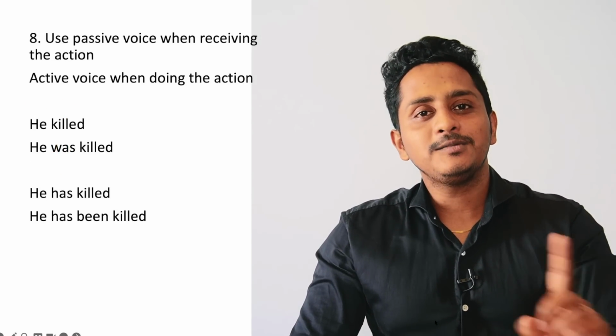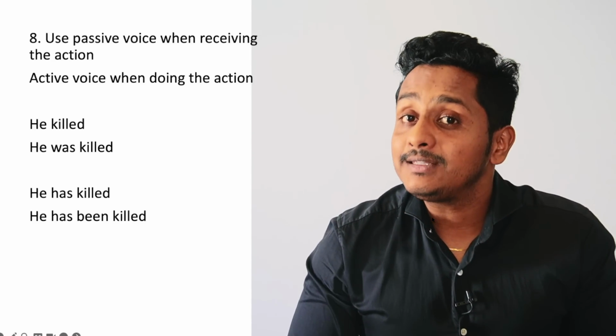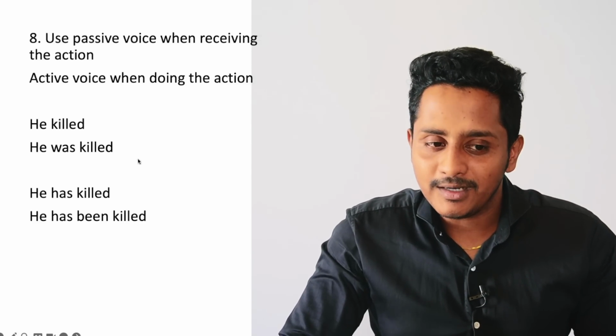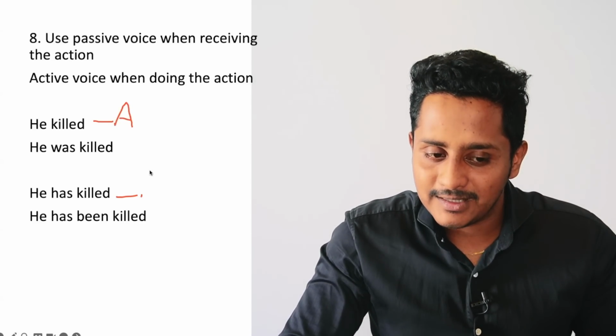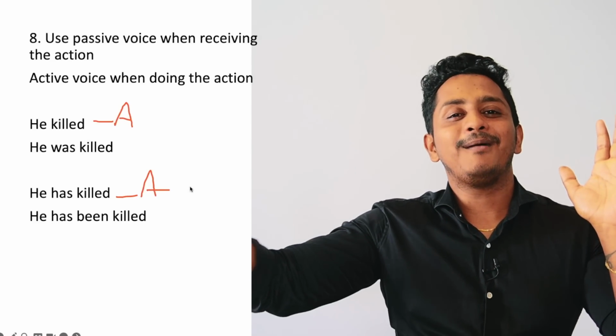Remember this, active voice means he killed, means he is holding a gun and killing someone. He has killed, means he is holding a gun and killing someone. Pay more attention. This is active voice. He was killed by him.